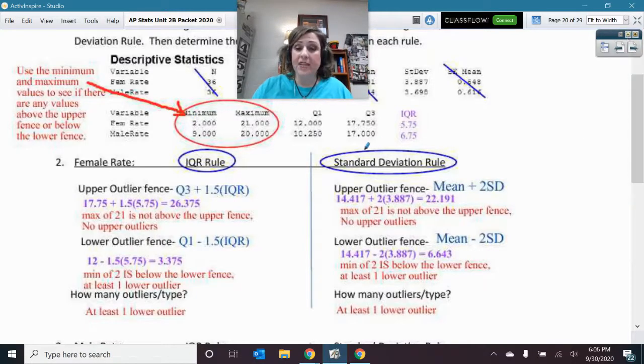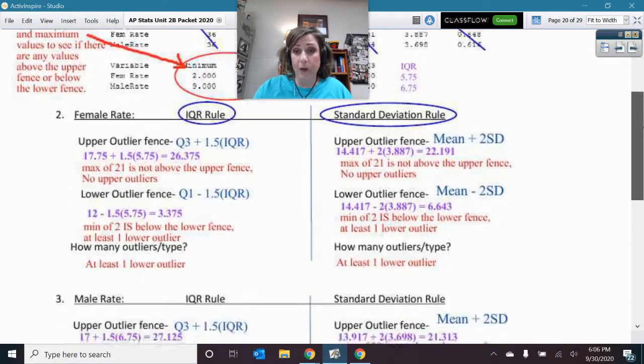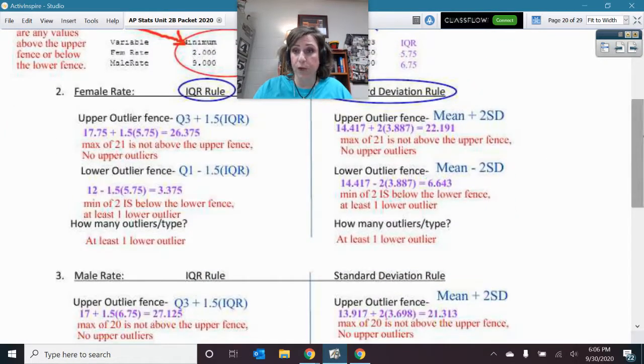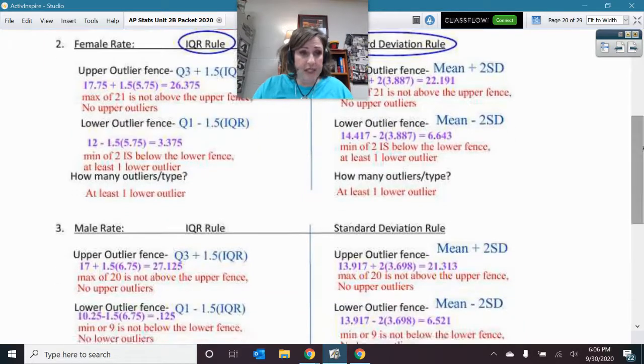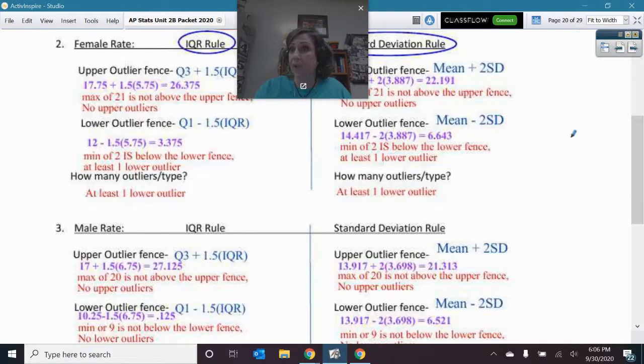All right. Now, the standard deviation rule, that's your mean plus 2 standard deviations, or the mean minus 2 standard deviations. And so there are the fences at 22, and we didn't have then an upper outlier for the females. And then we did have a lower outlier. Again, 2 was a lower outlier. With that rule, the fence was 6.643. So in both cases, what this means is that we have at least one lower outlier.